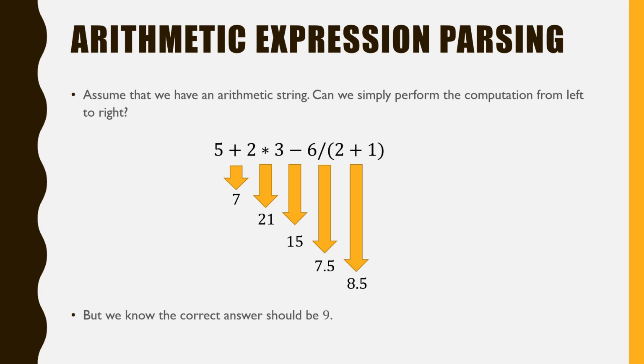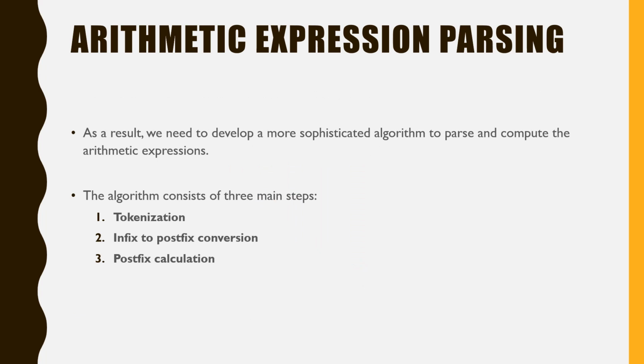First, we know that we cannot simply compute the expression from left to right. This is because we need to respect the precedence of different operations. For example, if we simply compute the arithmetic expression from left to right here, we get a result of 8.5. But we know that the correct answer should be 9. As a result, we need a smarter algorithm to parse arithmetic strings.